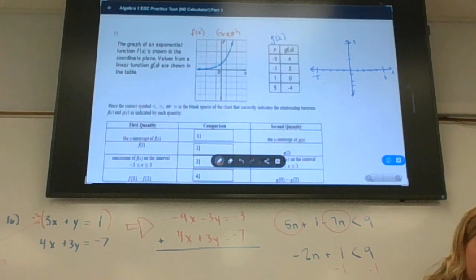The points are -3, 4, -1, 2, 1, 0, and 5, -4. So I'm going to graph it myself. If they're not going to give me a graph, I have time. You have as much time as you want, so you can make as many graphs by hand to answer questions on.